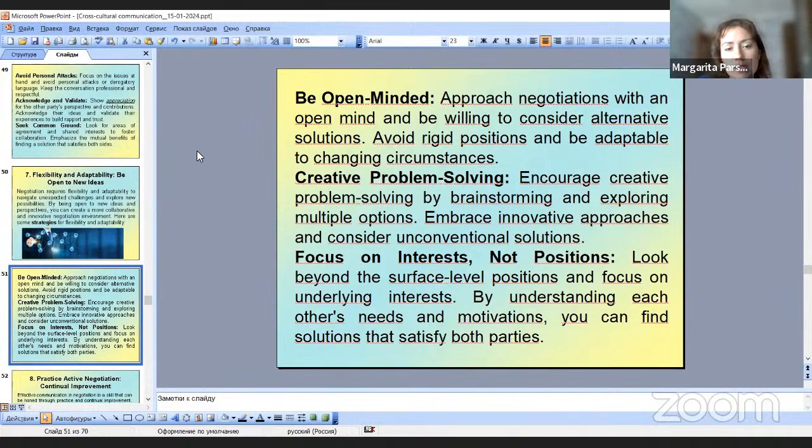Be open-minded. We avoid rigid positions, and we are adaptable to changing circumstances. We are willing to consider alternative solutions if there is something we do not agree with. Creative problem solving. We must encourage creative problem solving by brainstorming and exploring multiple options.